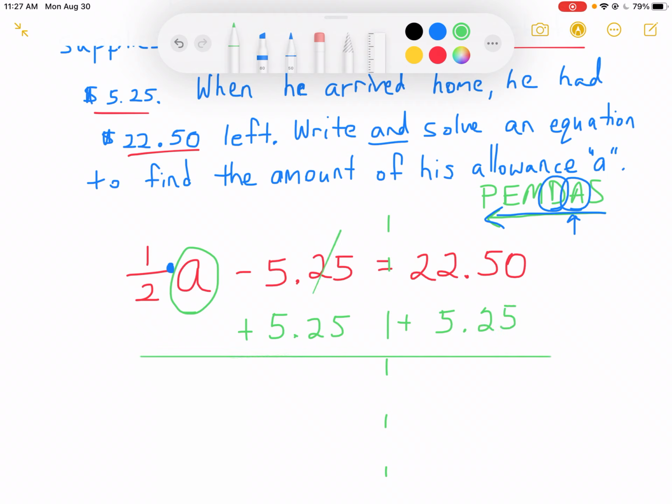Negative 5.25, positive 5.25 makes 0. And so I have 1/2 A that comes down on the left side. On the right side, I'm going to add these up, and I'm going to end up with $27.75.